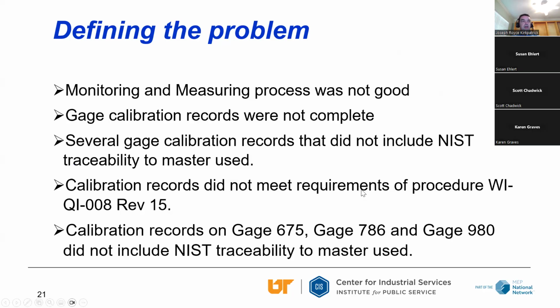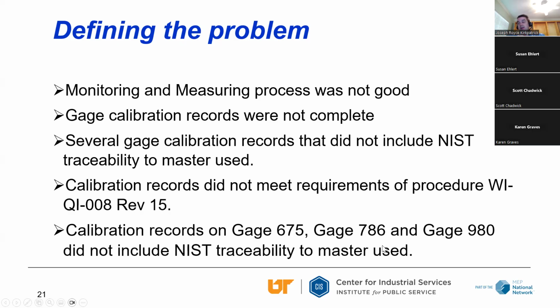Let's get back to my presentation. So here's an example of defining the problem. This is 5 different statements defining a problem. It's the same problem, but it's defined a little bit differently. The first sentence is monitoring and measuring process was not good. Gauge calibration records were not complete. Several gauge calibration records did not include the NIST traceability to the master used. Or calibration records did not meet the requirements for the procedure, WI, whatever. Or calibration records for gauges 675, 786, and 980 did not include NIST traceability to the master used.